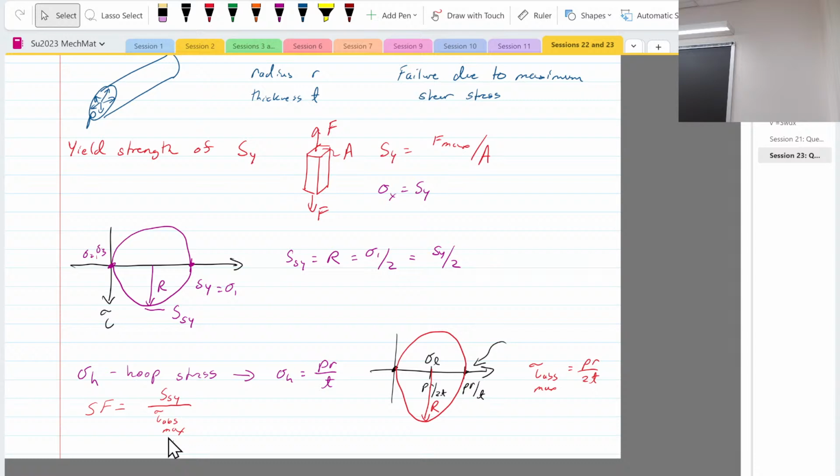Oh, I forgot one thing. If you look at SSY, the squared equals the 2. So technically the stress over 2 is equal to the SSY.